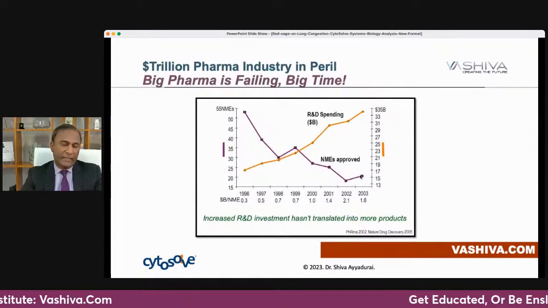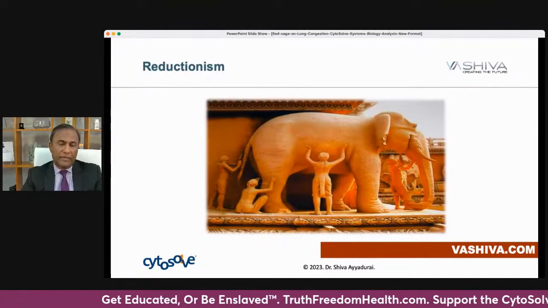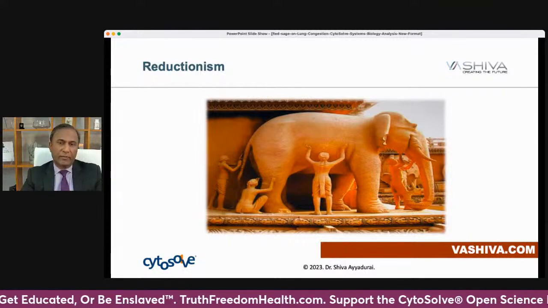This is why pharma needed vaccines. Thank you to Donald Trump, Republicans and Democrats that were able to push the vaccines through. And so fundamentally, their entire science is based on a reductionist approach.